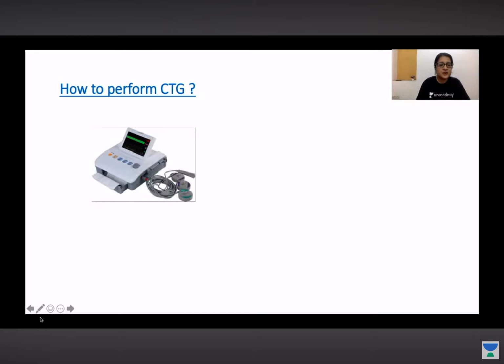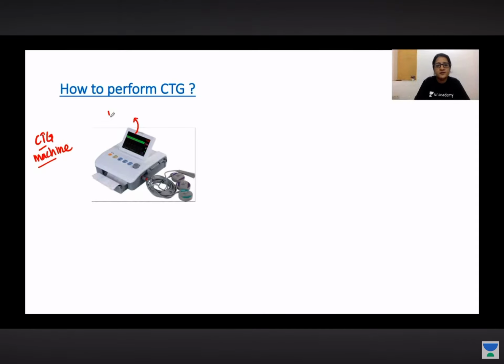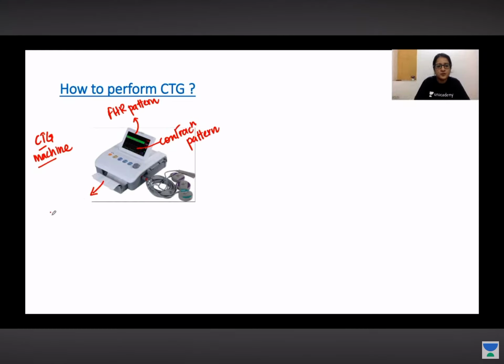So we have this machine here, which is the CTG machine, okay, right? And as we can see in this machine, I'm sure you must have seen this machine in your labor rooms, right? And there's a monitor here on which the fetal heart rate pattern comes, and the contraction pattern also comes in the bottom, right? And you have a paper strip here which comes, so you have a graphical record also, right, that will come out, and you can continuously check the fetal heart rate with the help of this machine.